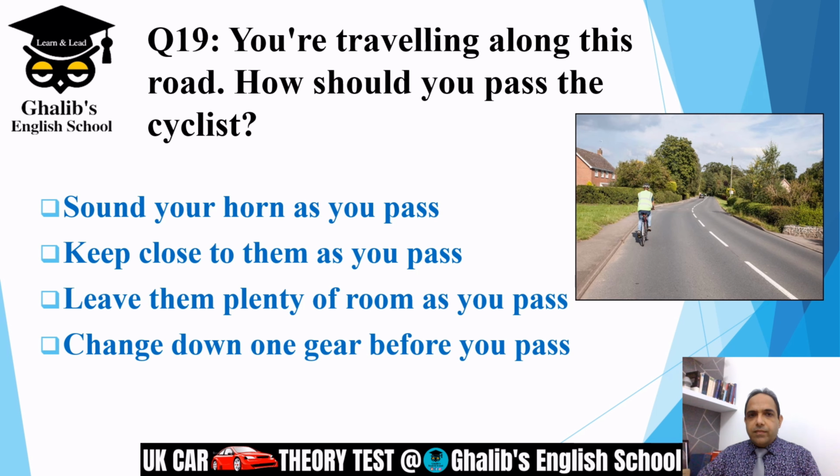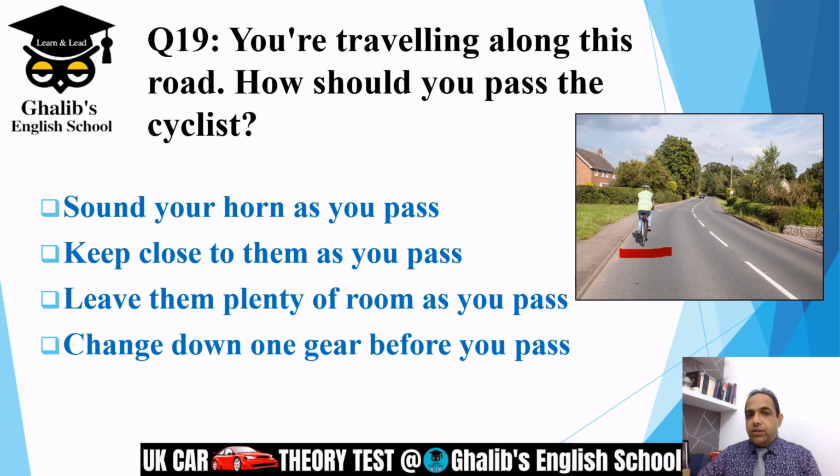Question 19. You are traveling along this road. How should you pass this cyclist? Cyclists are vulnerable road users, so you need to be very careful. Cyclists, motorcyclists, children, old people, disabled. They all are vulnerable road users. You should sound your horn as you pass. Keep close to them as you pass. Leave them plenty of room as you pass, or change down one gear before you pass.